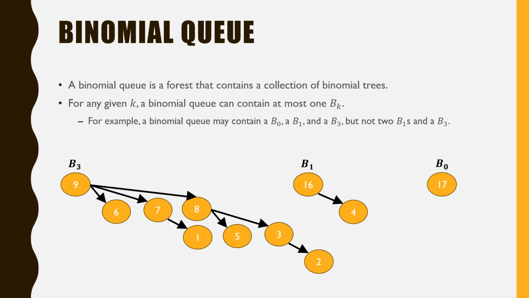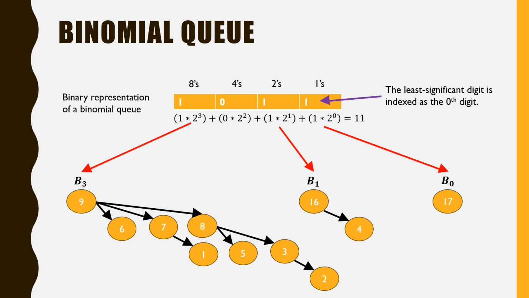It is also possible that a binomial queue omits certain heights. For instance, the binomial queue shown here does not contain a B2 tree. However, a collection with two B1 trees and a B3 tree would not form a valid binomial queue, because it contains two binomial trees of height 1. The relationship between the size of a binomial queue and the binomial trees it contains can be better understood through binary representation.